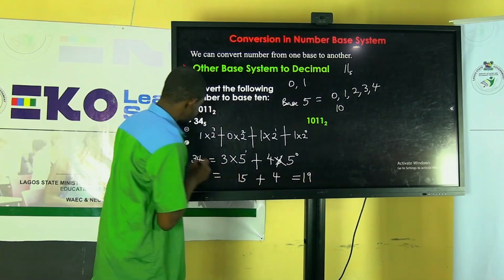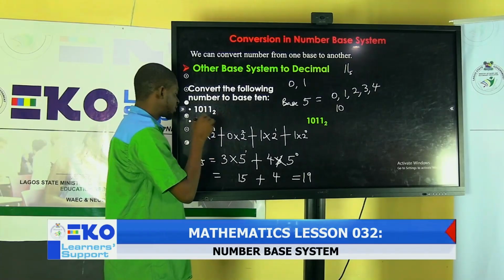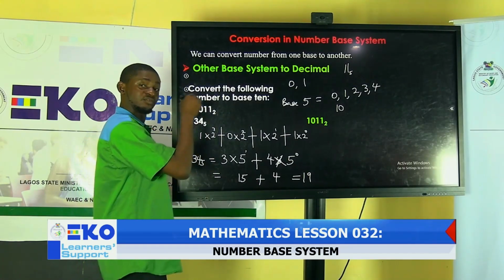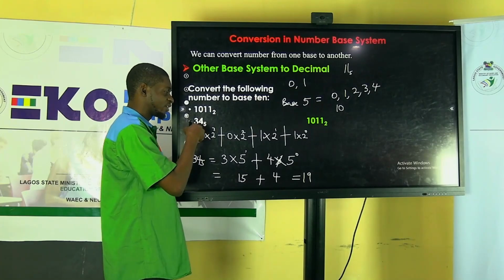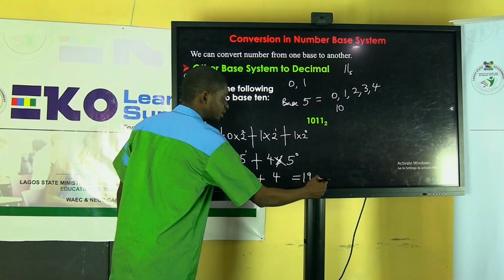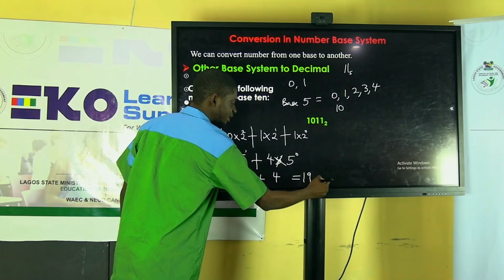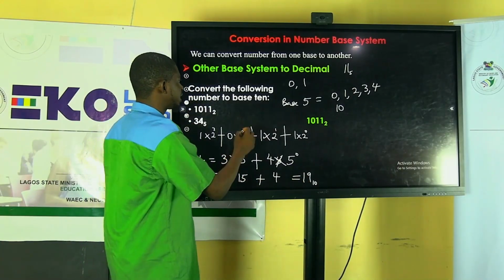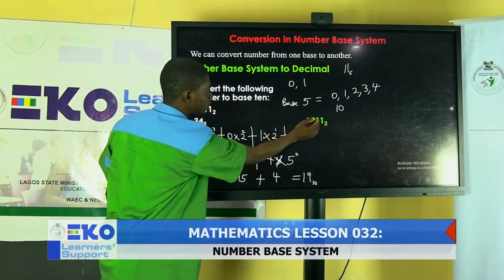That means this 3, 4 in base 5, not 34, 3, 4, this 3, 4 base 5 can be expressed as 19 base 10. And that is what we have done here. So this one is the same thing we have done here. Let's look at the solution here.